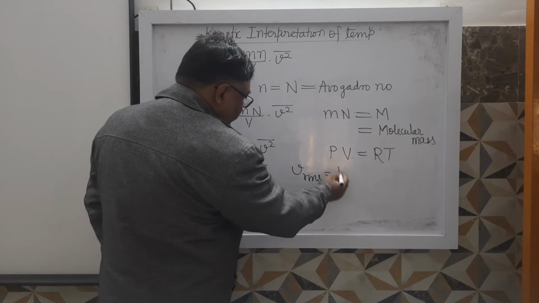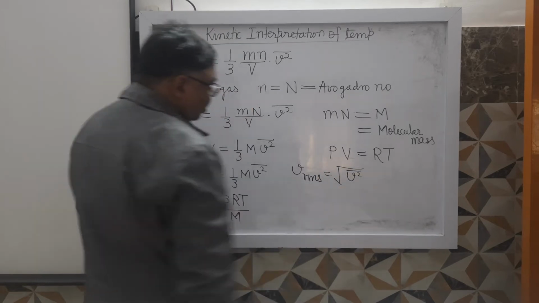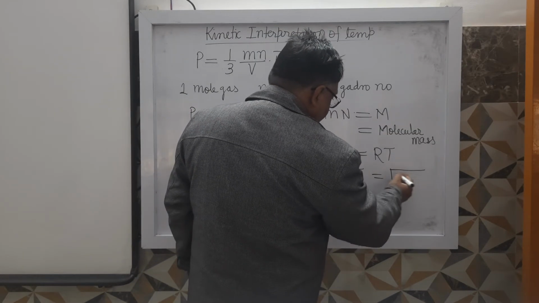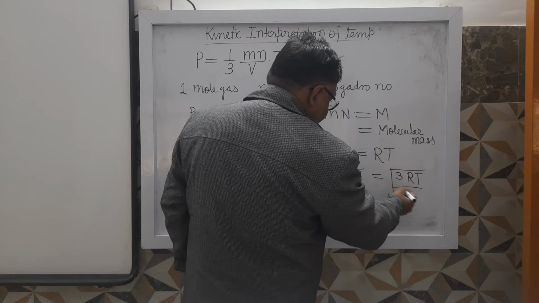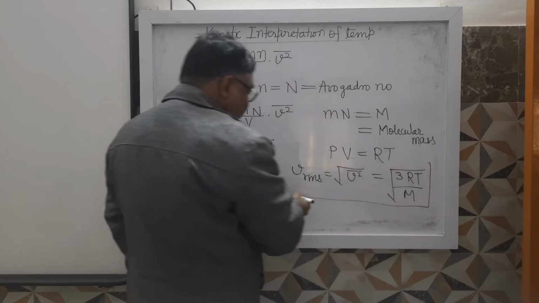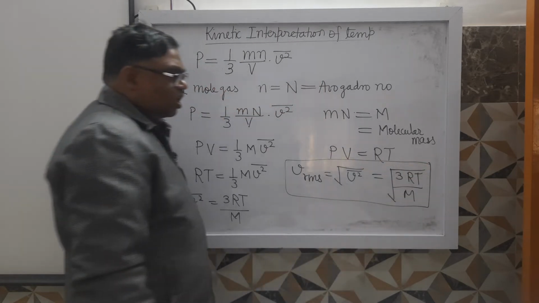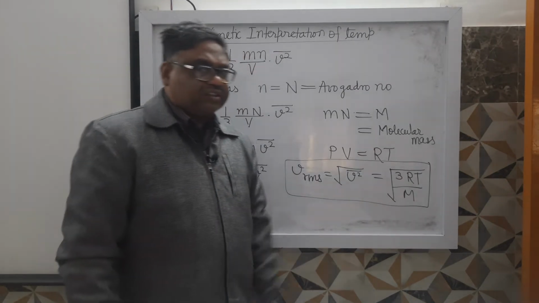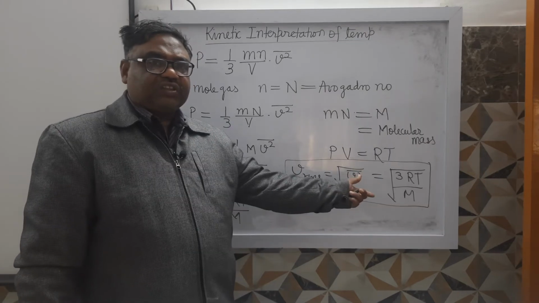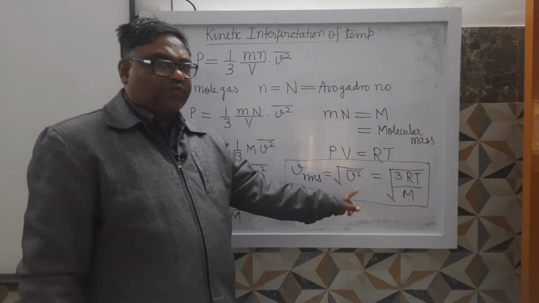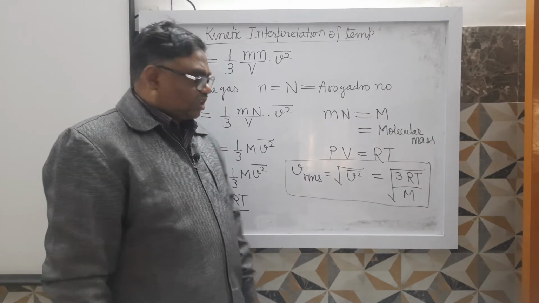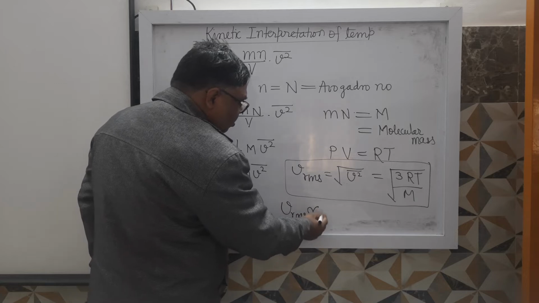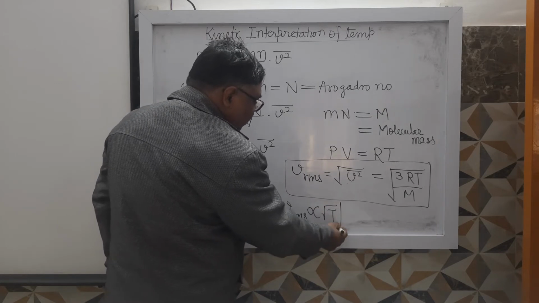VRMS is the square root of V square bar. Square root of this means root 3RT upon M. Now you can see here, for a given gas, 3R upon M is a constant. Why? Because R is a universal constant, M is the molecular mass, therefore 3R upon M is a constant. Means VRMS is directly proportional to square root T. It's clear?